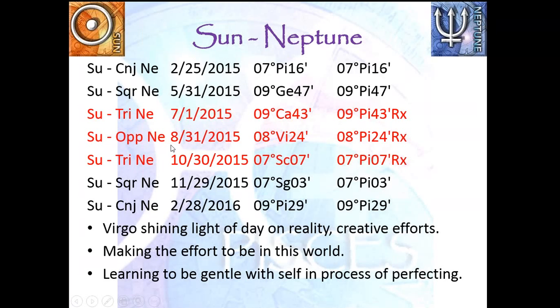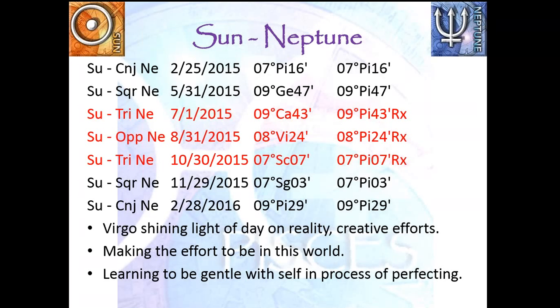This opposition again, end of August, 8.5 degrees Virgo Pisces. Sun in Virgo, shining the light of day on reality and the creative efforts we need to be making to reconnect with Source, to feel inspired. You can look at it as simply as Pisces evolution to reconnect with Source. It's just being able to find something that has value and meaning to us.